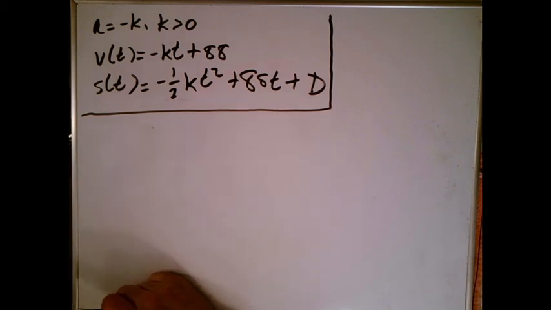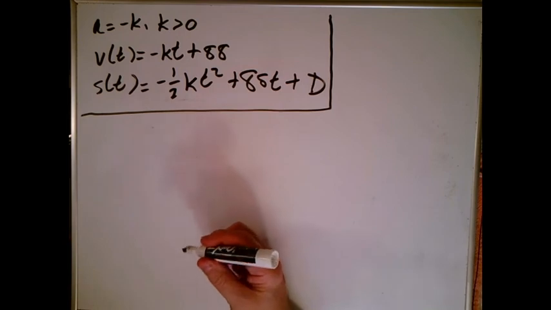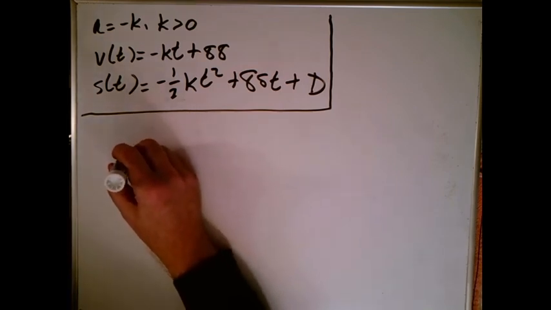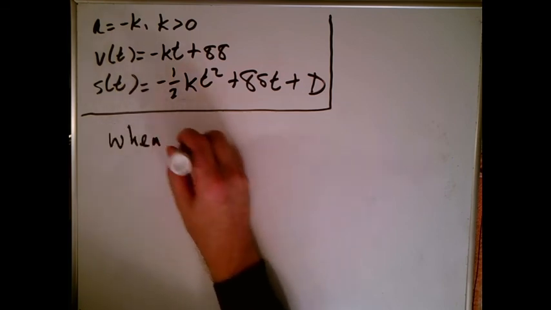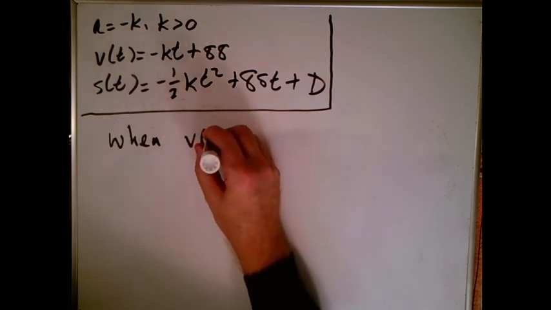Part 2. Let's try to use our equations and solve the problem. It seems kind of hard to actually set up anything, because all we have is, when the car comes to a stop, we can say that's v of t equals 0. That's not so bad.